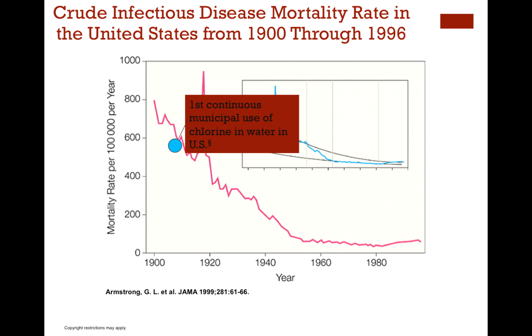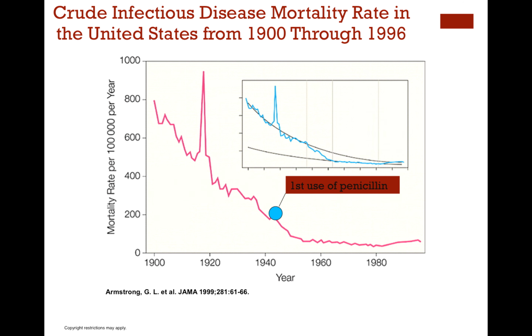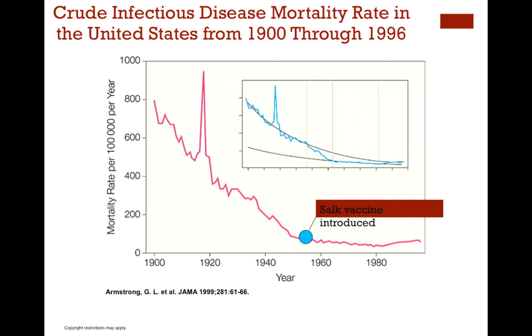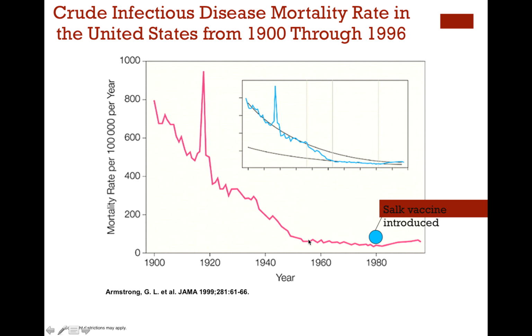In around 1910, you saw the first continuous municipal use of chlorine in the water. So again, there was a decrease in infectious disease rates because we had better access to clean water. And another sort of big dramatic drop was with the first use of penicillin used to treat bacterial infections. So again, the advent of antibiotics. There was another small dip when Salk introduced the vaccine for polio in the 1950s.